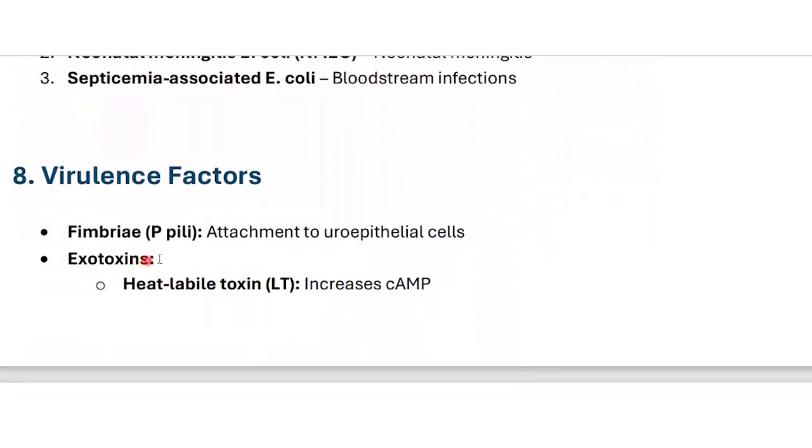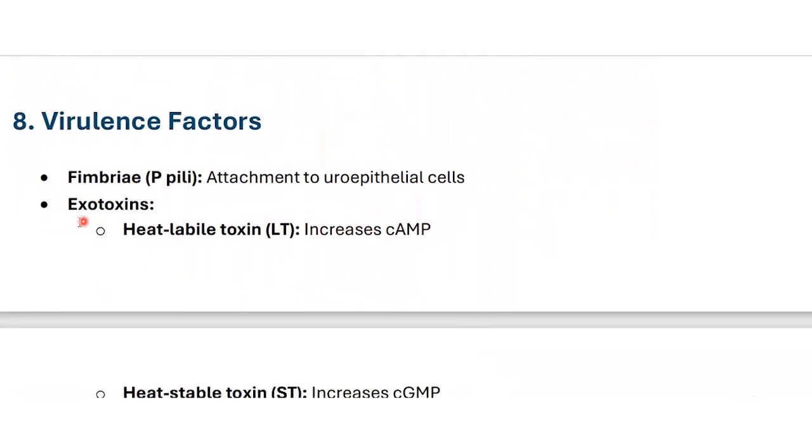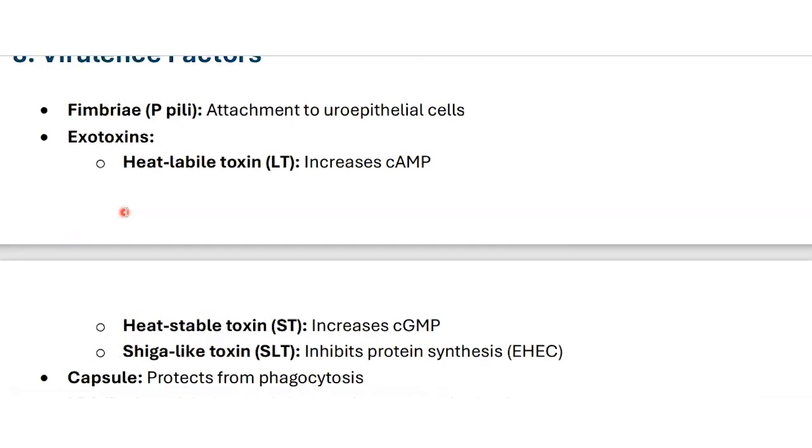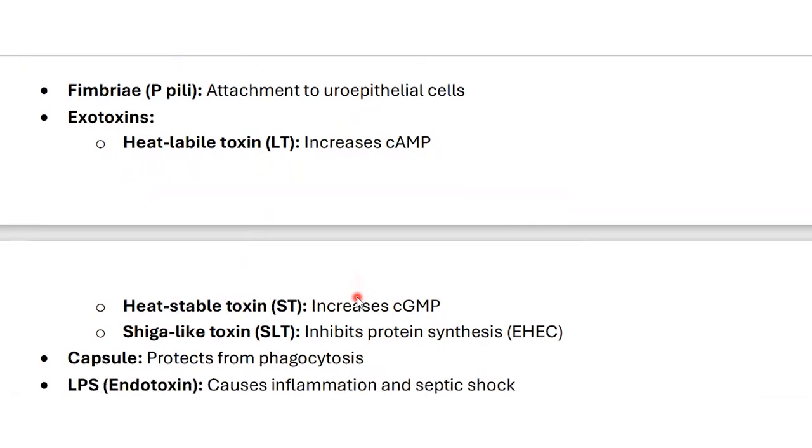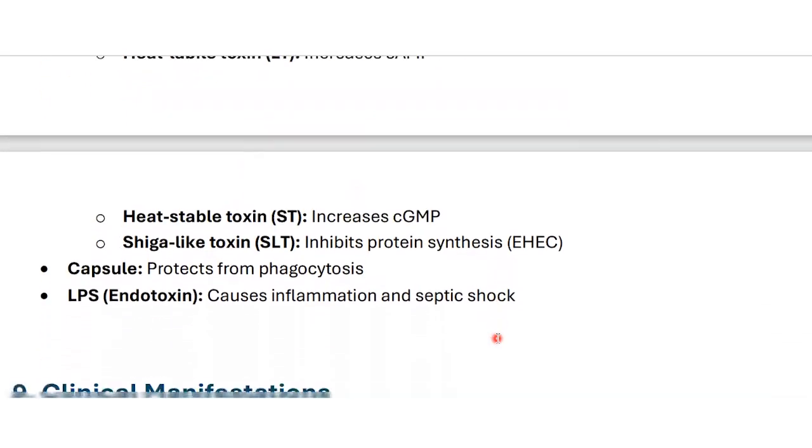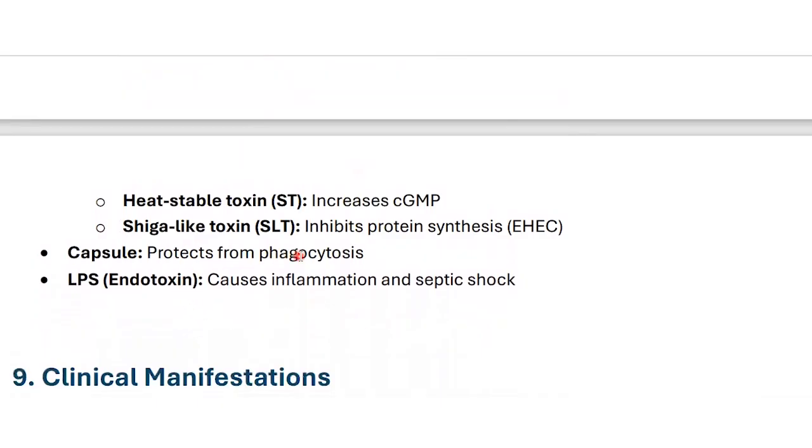Virulence factors: fimbriae, which help in attachment to the uroepithelial cells. Exotoxins: there are three types produced by E. coli. Heat labile toxin increases cyclic AMP. This is the mechanism of the heat labile toxin. Heat stable toxin increases cyclic GMP. This is again a different mechanism compared to the heat labile. Shiga-like toxin inhibits protein synthesis. These are the important exotoxins. Capsule protects from phagocytosis, and LPS, an endotoxin, causes inflammation and septic shock.